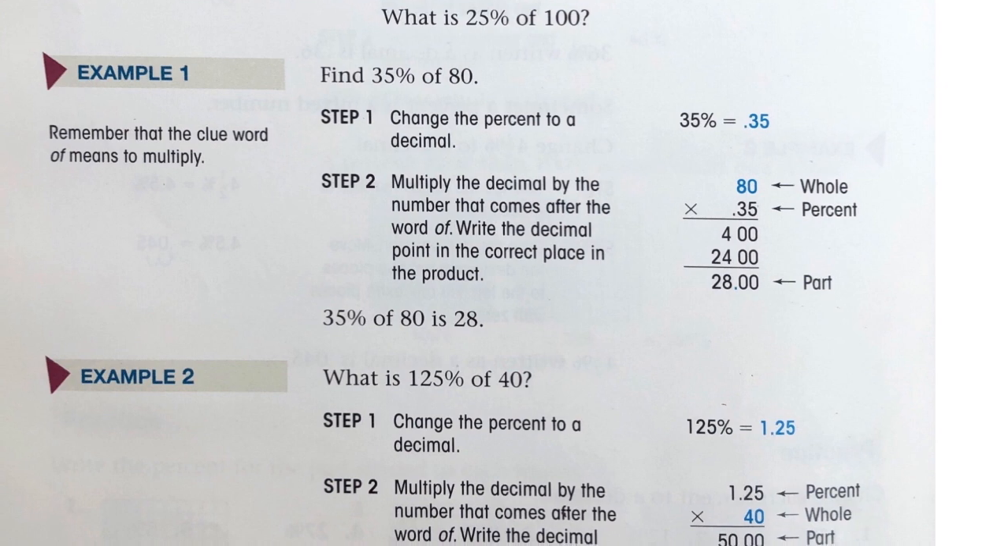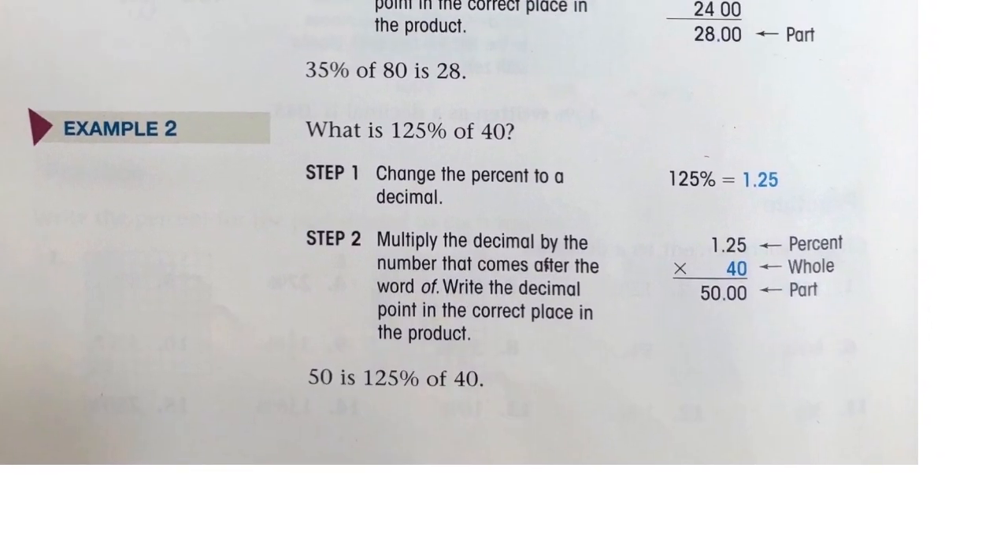Example 2 says, what is 125% of 40? So step 1, change that percent to a decimal. So 1 and 25 hundredths. Step 2 is multiply the decimal by the number that comes after "of." Write the decimal point in the correct place value. 1.25 times 40, and that's going to give us 50. 1.25 has two decimal places, so our product has two decimal places. 50 is 125% of 40.